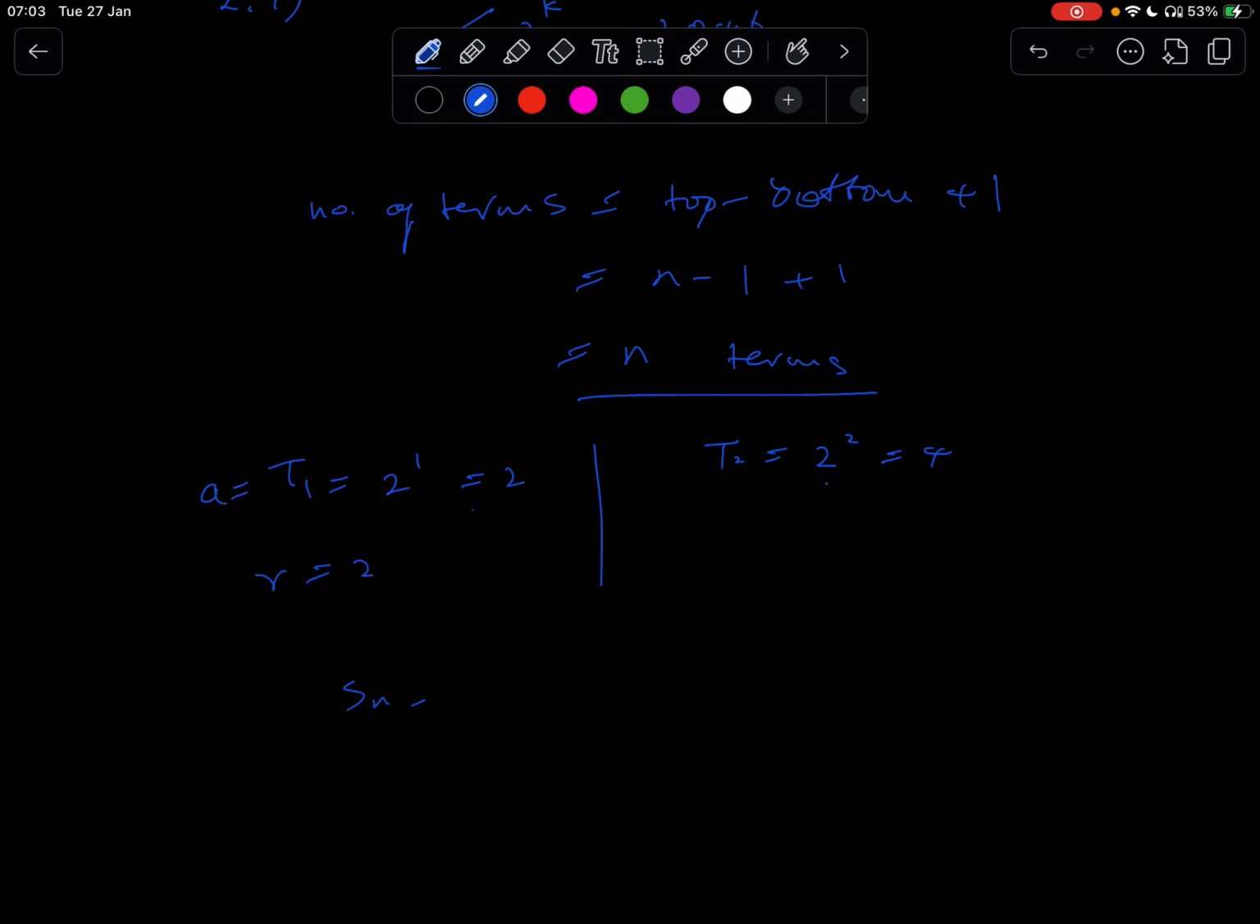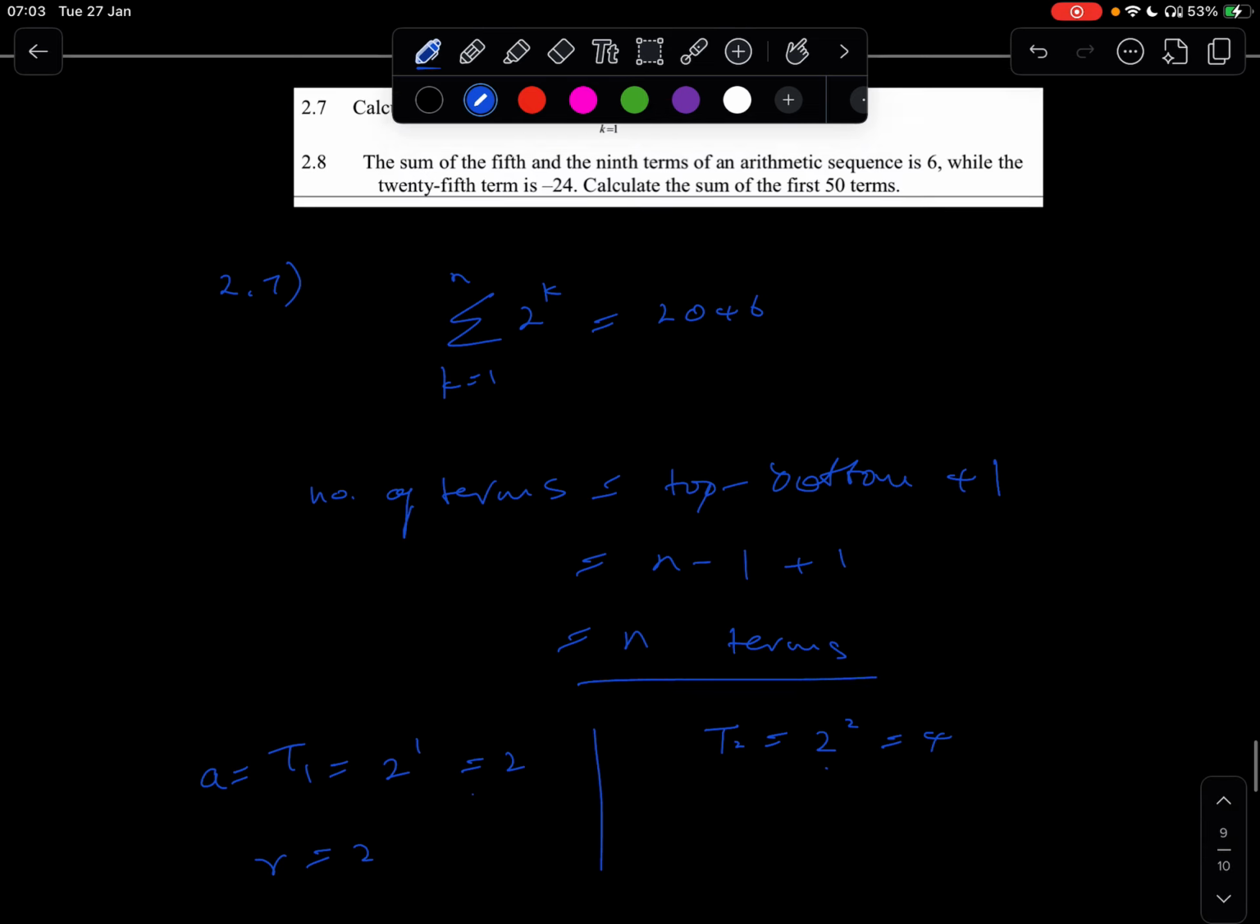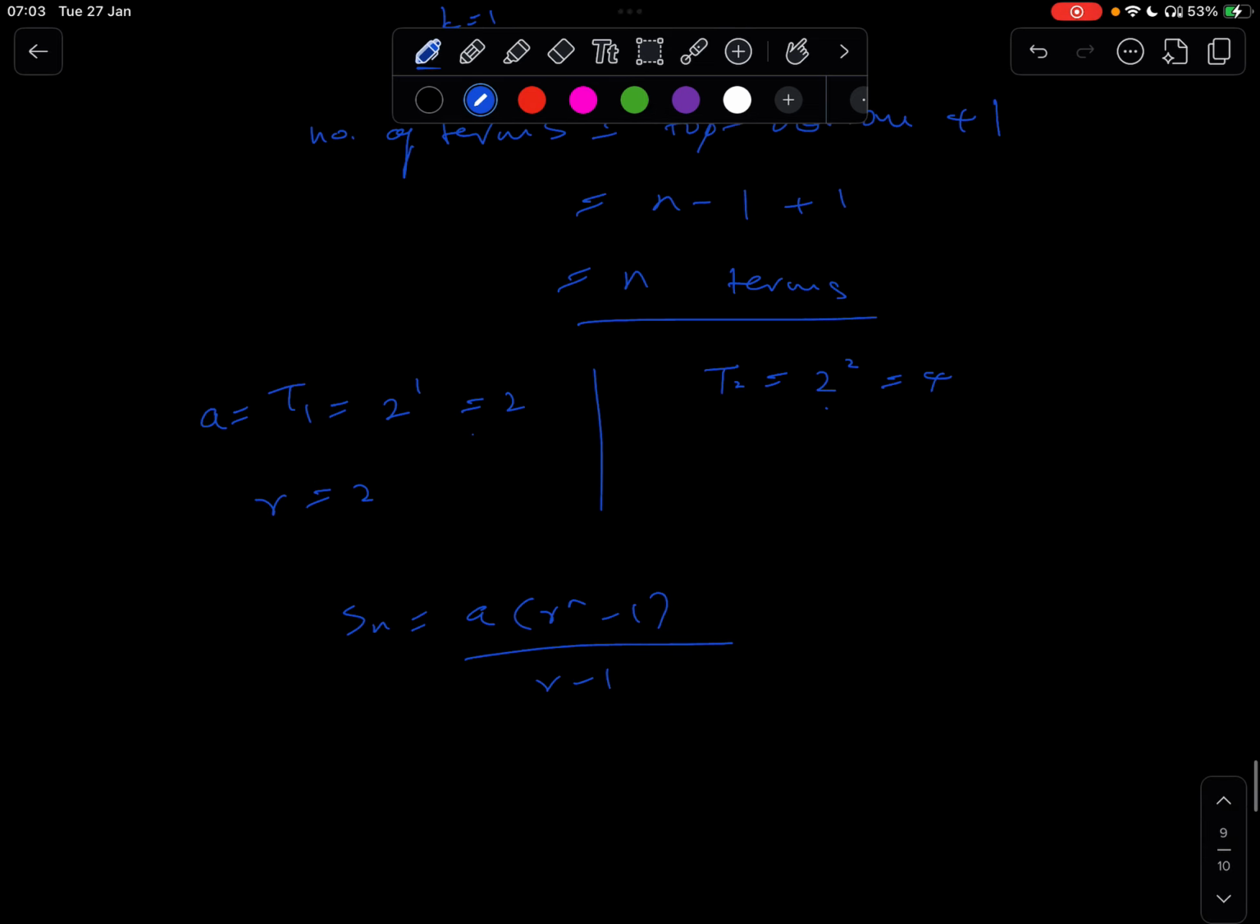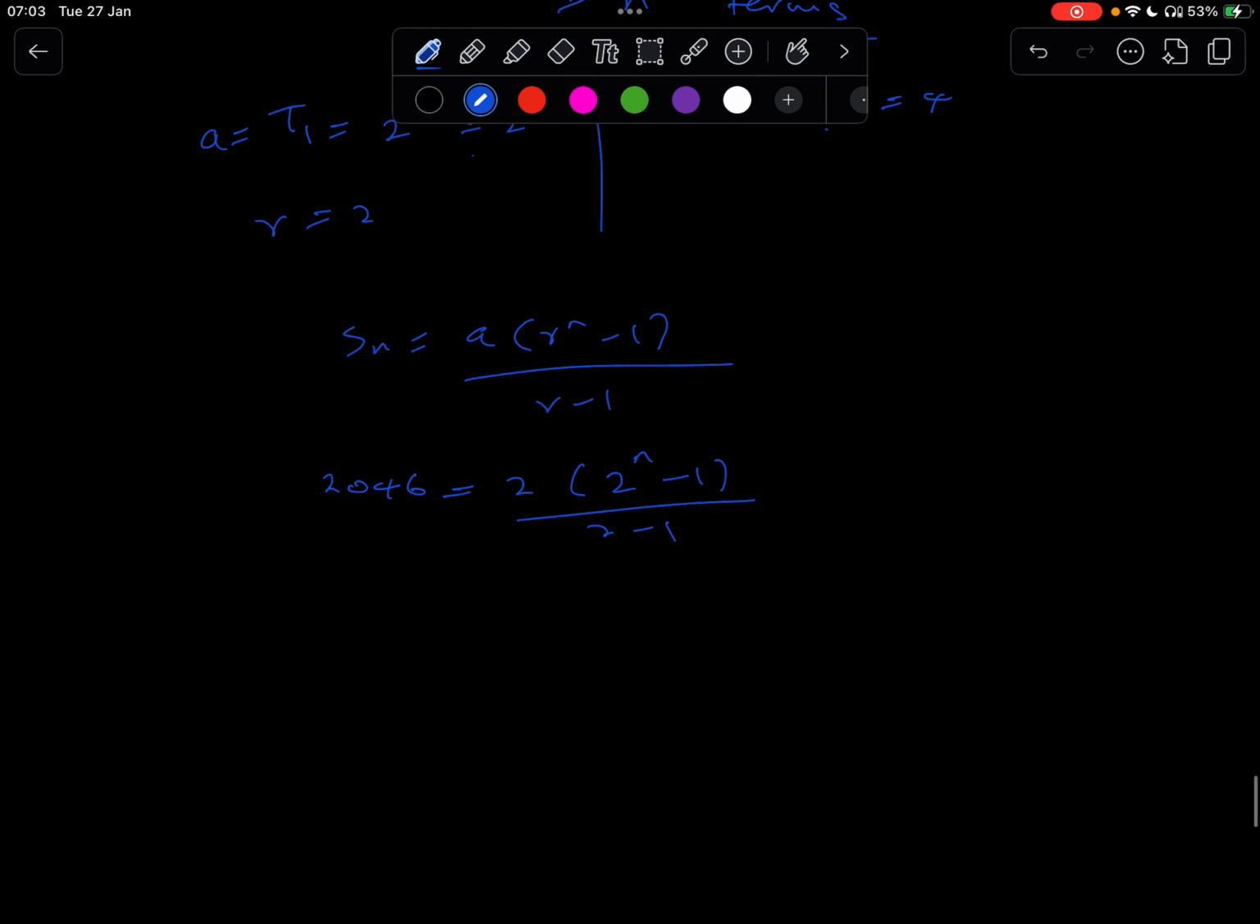So now we can use the formula. This is a geometric series. So they add up to our 2046. 2046. And the value of a, which is term 1, is 2. The value of r is 2 again, 2 to the power of n minus 1 over 2 minus 1. So it's just 2046 equals 2 times 2 to the power of n minus 1.